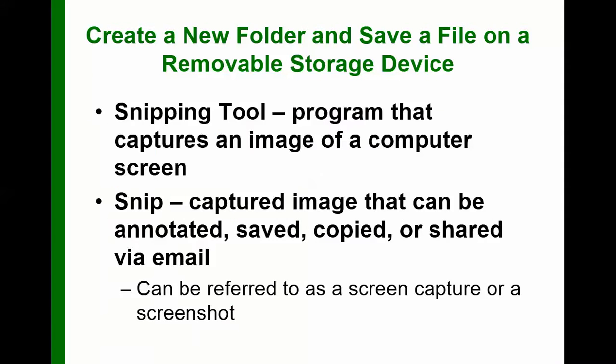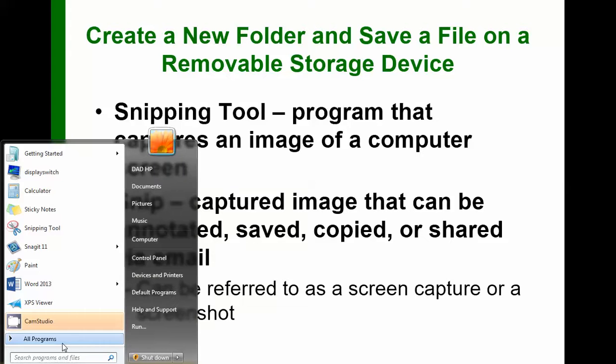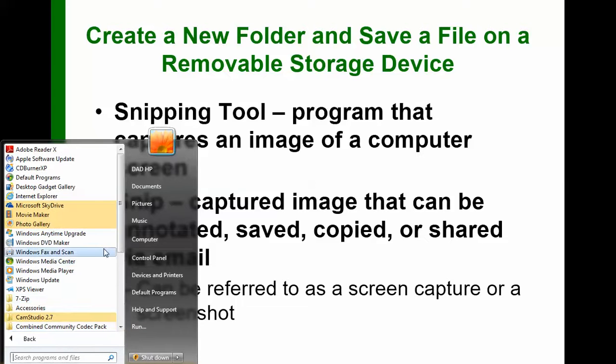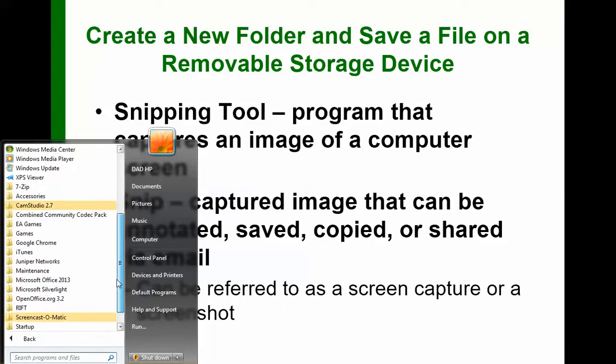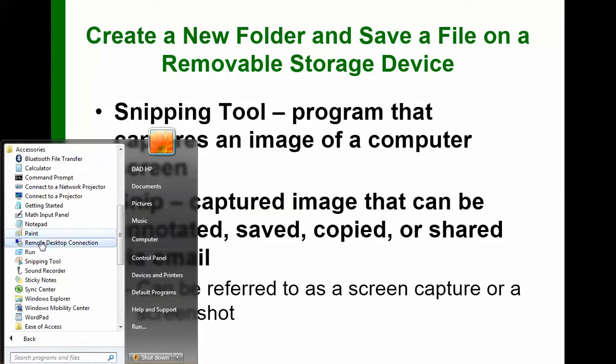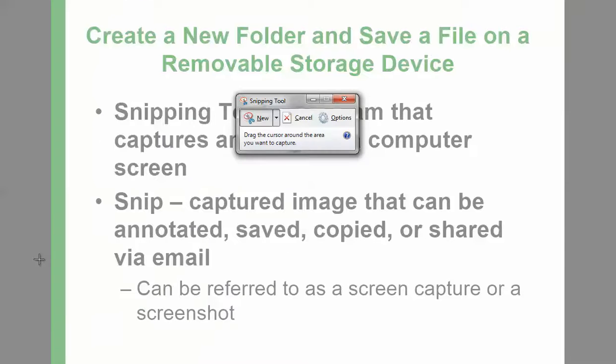Okay. One tool I want to talk about is the snipping tool. It's a new tool that was added within Windows 7. It's a very useful tool. Let me go ahead and show you how the snipping tool works. If you go to your Start button, go to All Programs, go to Accessories, and then go to Snipping Tool, you click on this, and it automatically gives you the option of creating a snip.